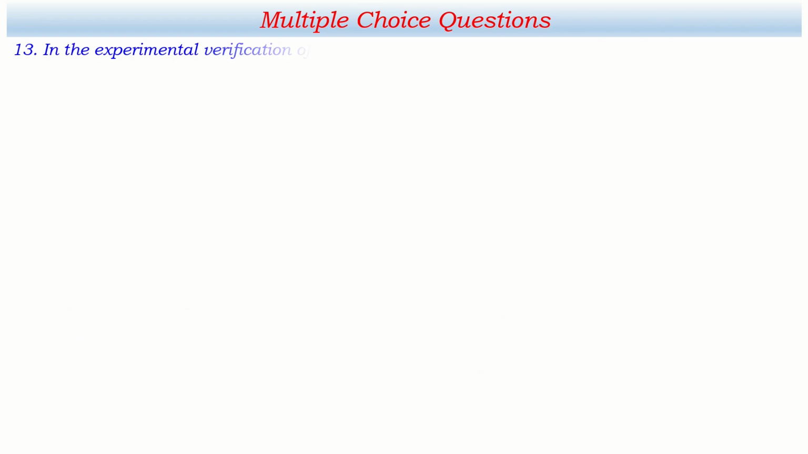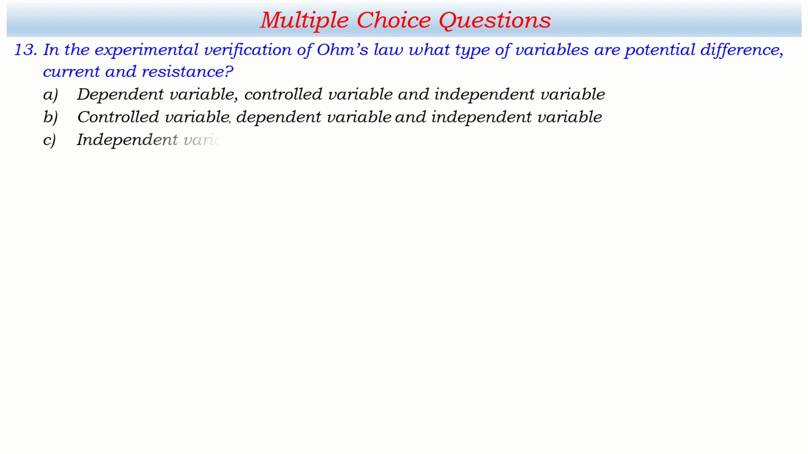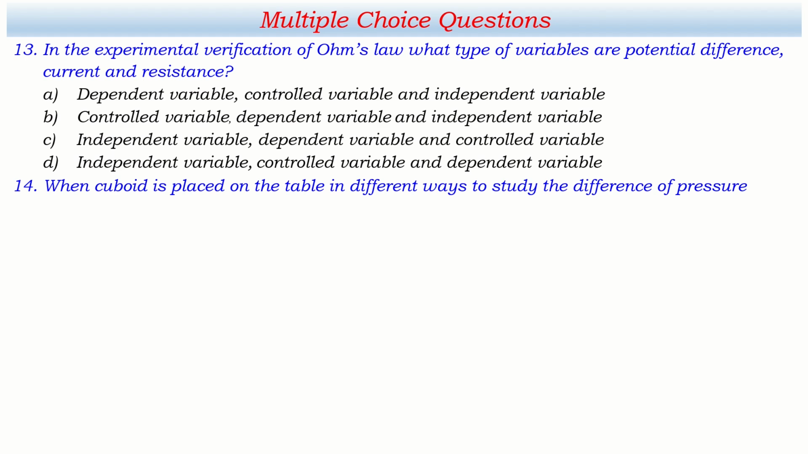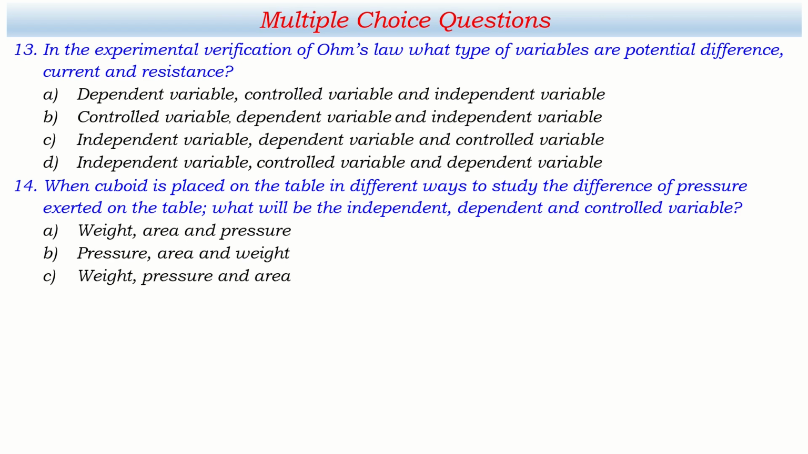Now let's go to another set of questions. In the experimental verification of Ohm's law, what type of variables are potential difference, current and resistance? The options are these. And another question: when a cuboid is placed on the table in different ways to study the difference of pressure exerted on the table, what will be the independent, dependent and controlled variable? There are three physical quantities, weight, area and pressure, and it is given in different ways.